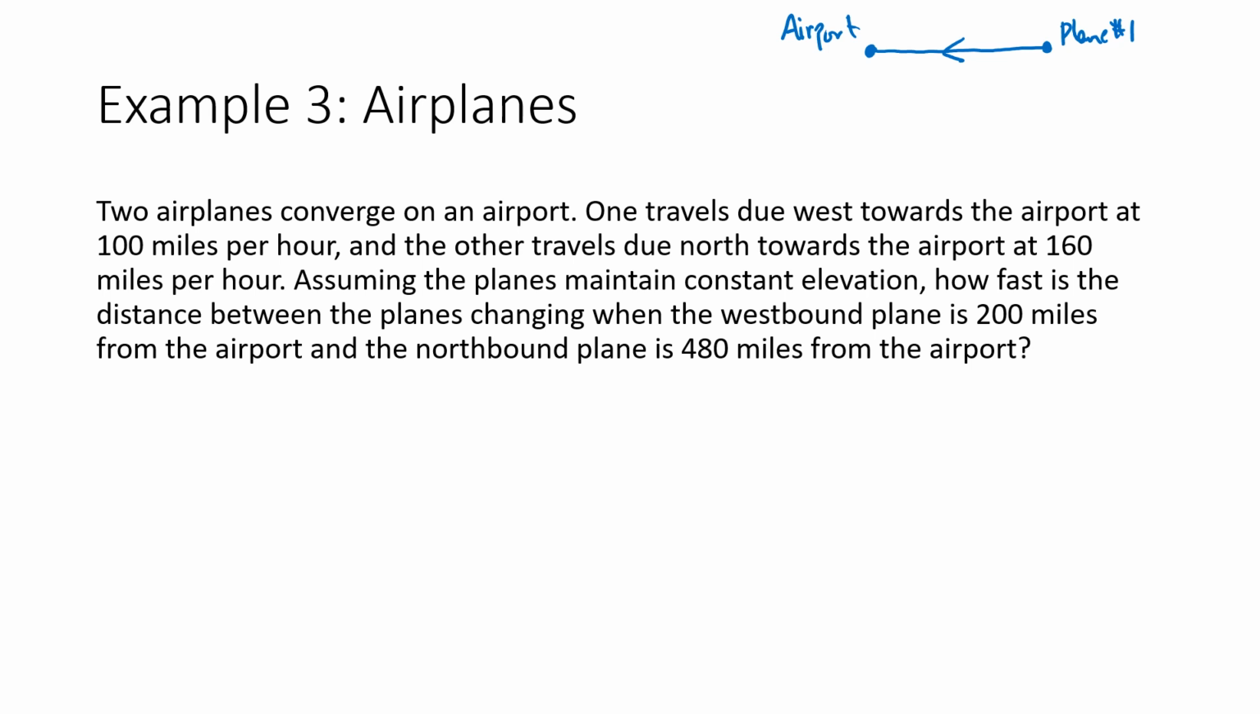And then the other plane is traveling north towards the airport. So again, using normal map directions, north would be up. So maybe we'll call this plane number 2. And then the question is, how is the distance between those planes changing? So typically in these kinds of problems, when we have a distance variable, we usually call it s rather than d, because d is a variable that we're going to use for derivatives, and so we don't want to get ourselves confused. So I usually use s for distance here. And then we've also got these other distances.